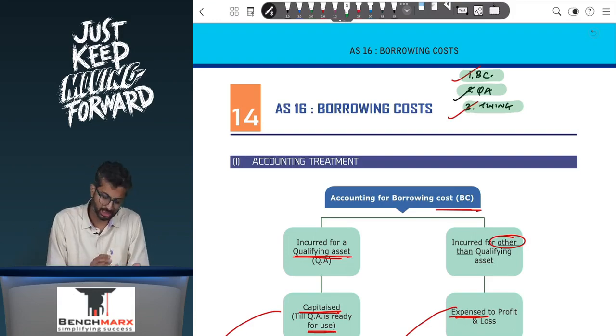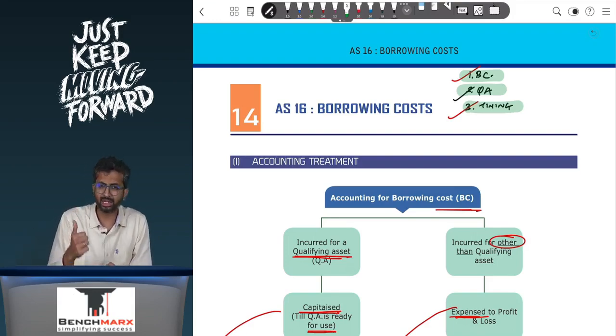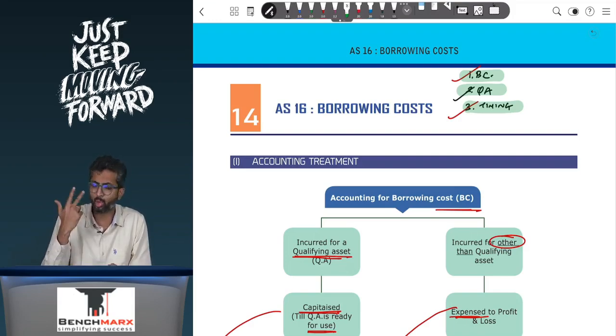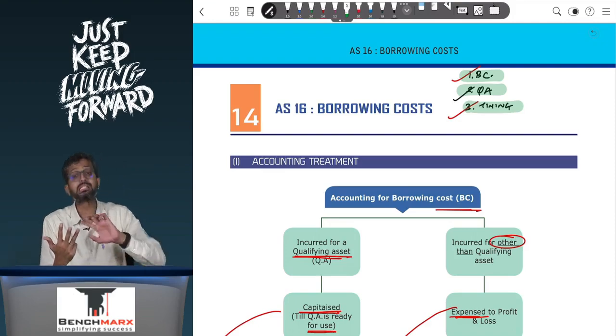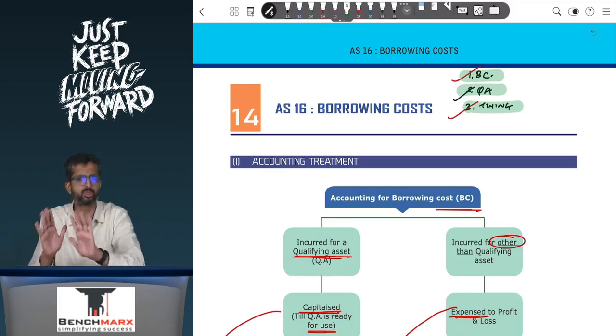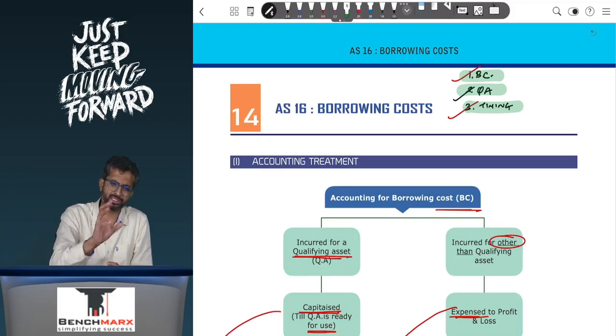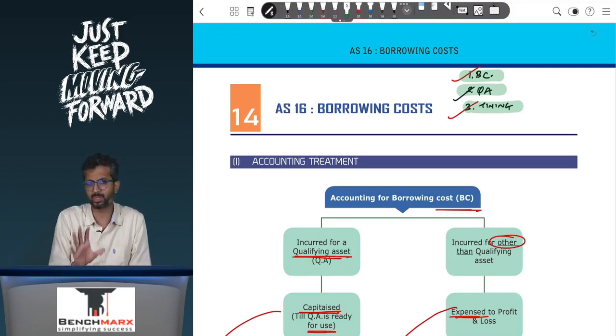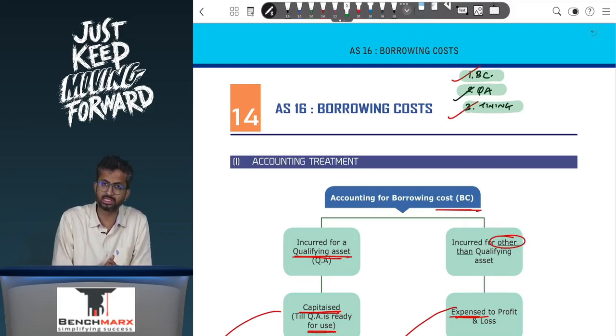So this is the theory section of the standard. After that we go to the numerical section. On the theory section, you need to know three things. First is what is borrowing cost, which can be interest, amortization of premium or discount, ancillary charges or processing fees, finance charges in case of a finance lease, and certain exchange differences which we will study. Second, what is a qualifying asset? An asset which necessarily takes a substantial period of time to be ready for its intended use, which can be more than 12 months unless anything else is given otherwise.